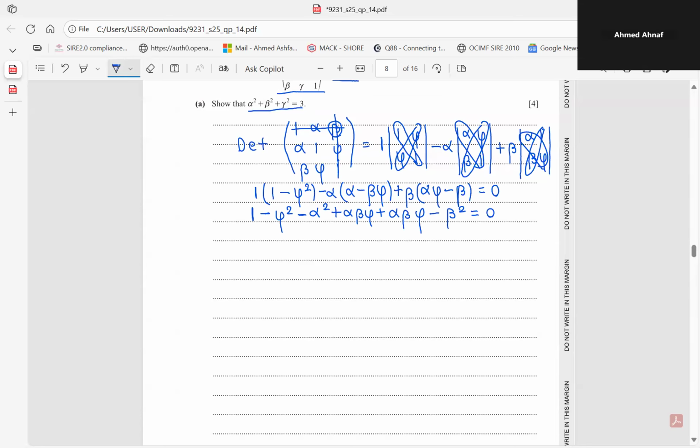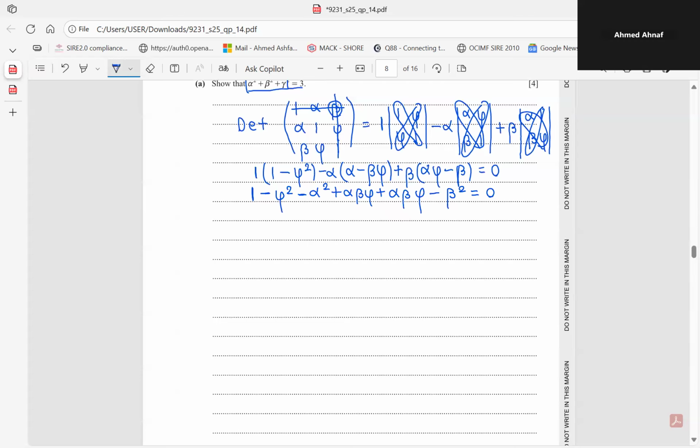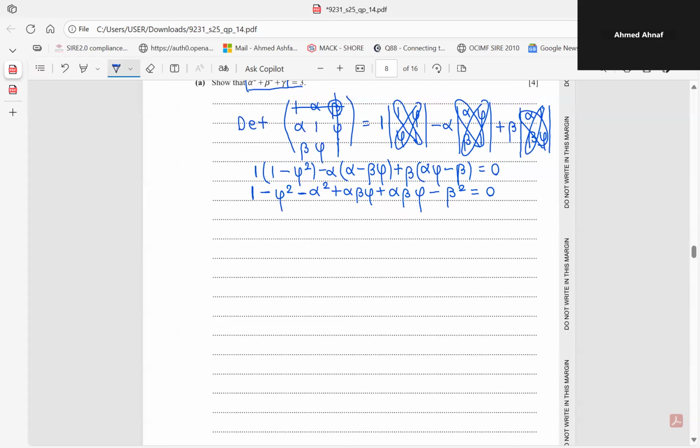Okay, now let's make this expression the subject of this equation. So we'll move all the alpha squared, beta squared, and gamma squared to the left-hand side of the equation. So this would be alpha squared plus beta squared plus gamma squared equals alpha beta gamma plus alpha beta gamma. That's just 2 alpha beta gamma minus 1.